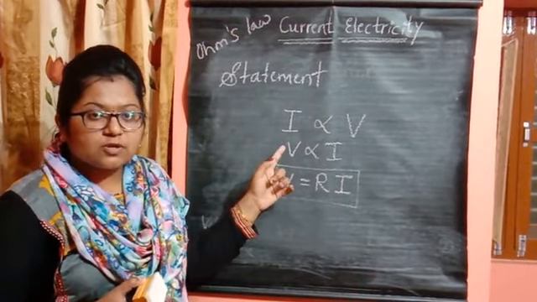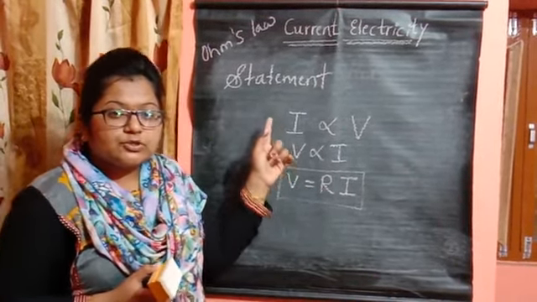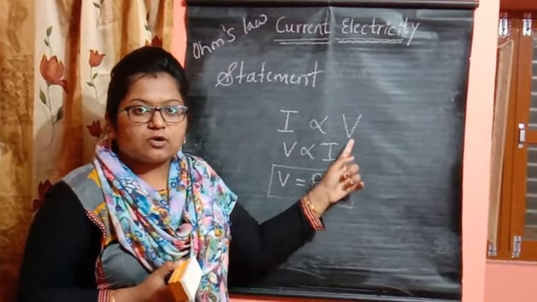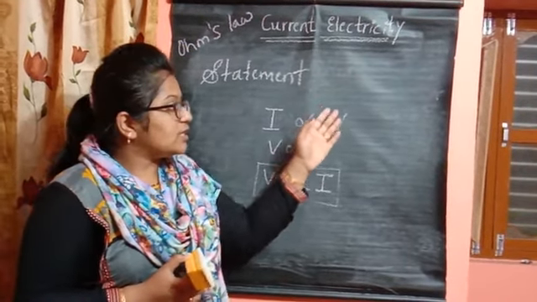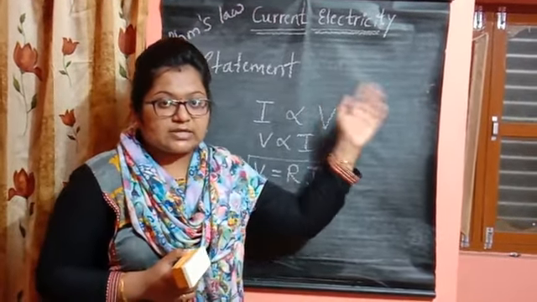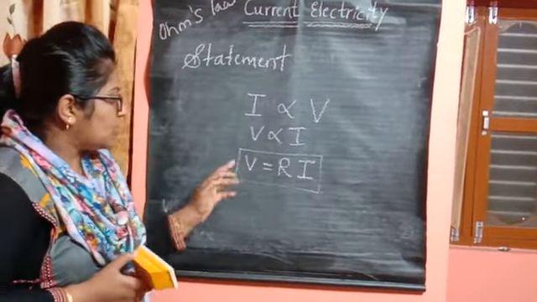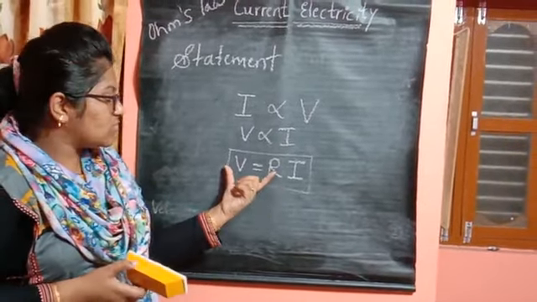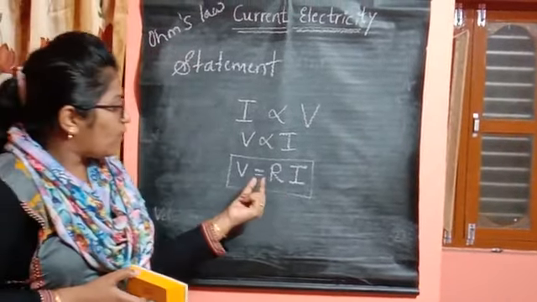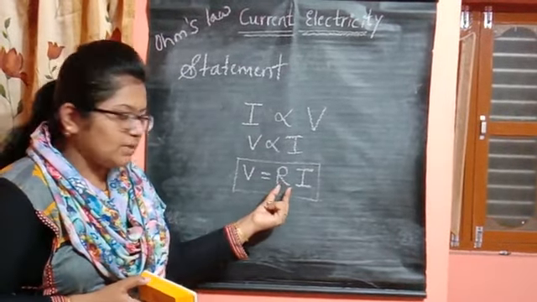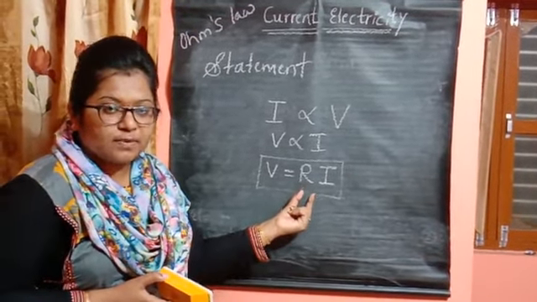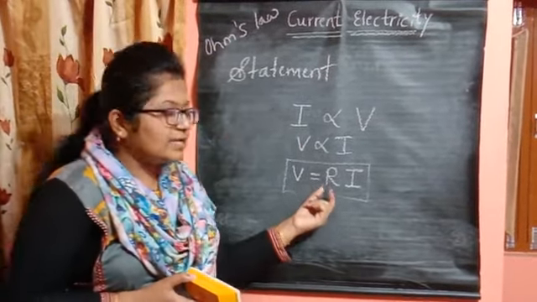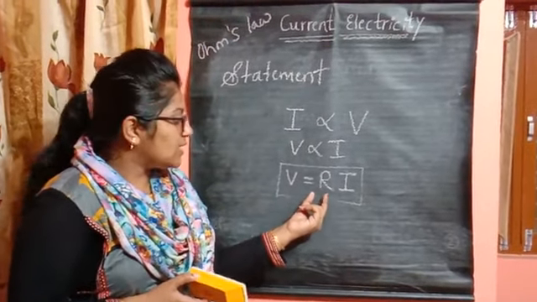So what does Ohm's law state? The current flowing through a conductor is directly proportional to the potential difference across the conductor when the physical conditions of that conductor remain constant. Here we have explained the law like this, but we are observing one more thing: Ohm's law gives us one new parameter. Up to here we have not discussed R. But Ohm's law is giving us a new parameter in current electricity, that is called R.